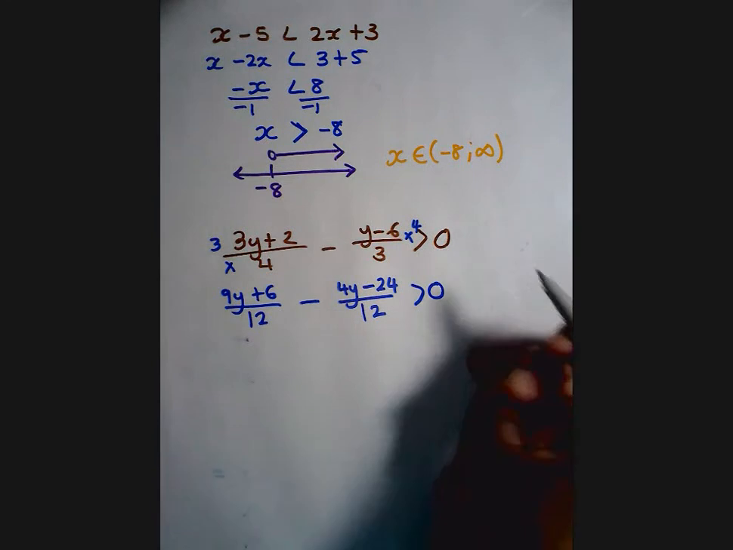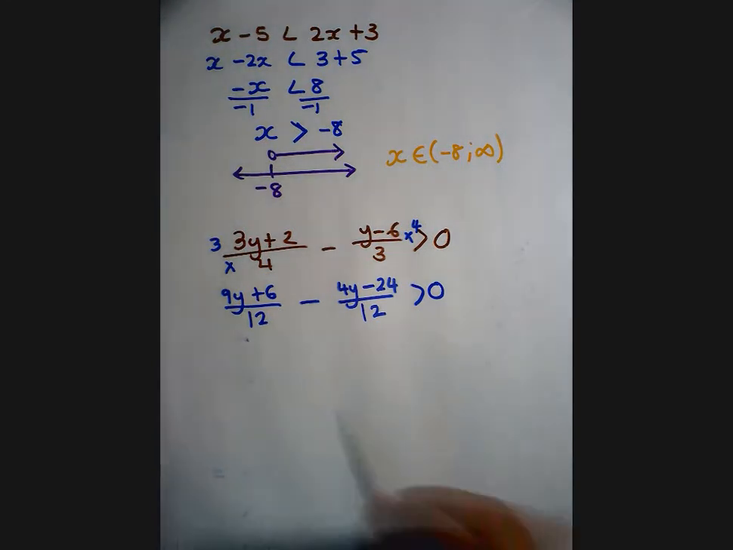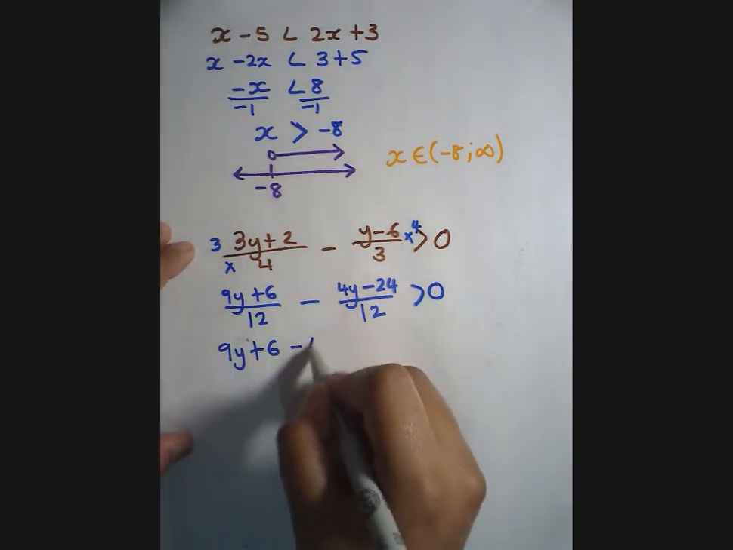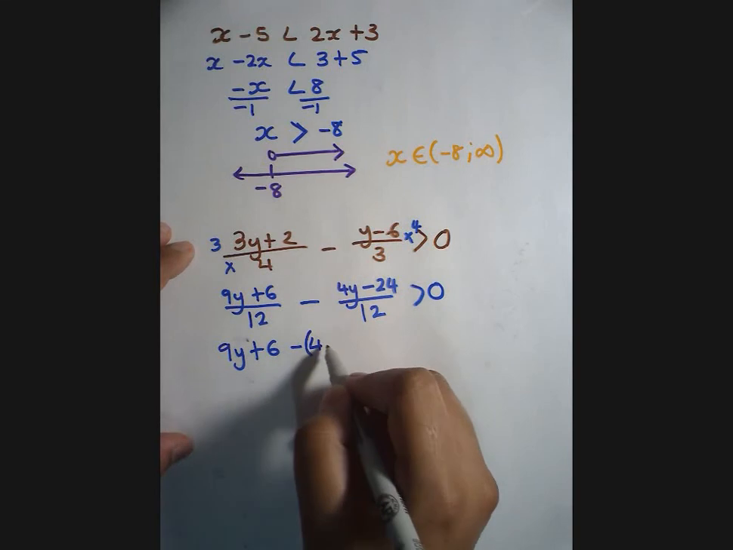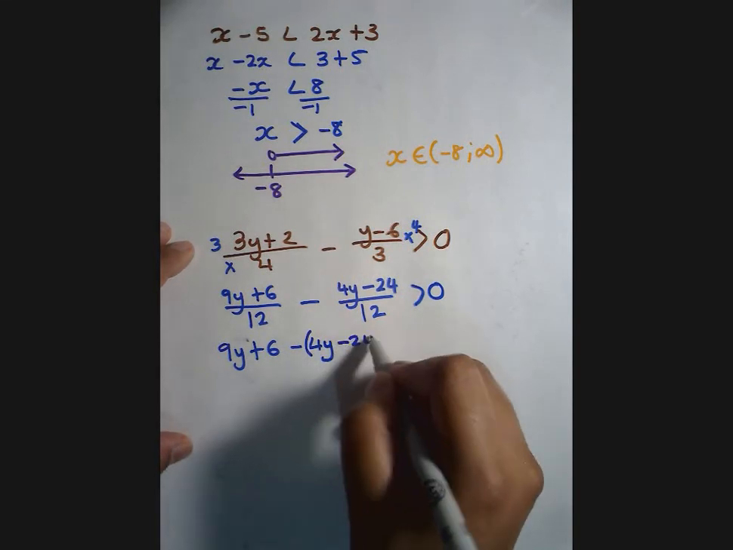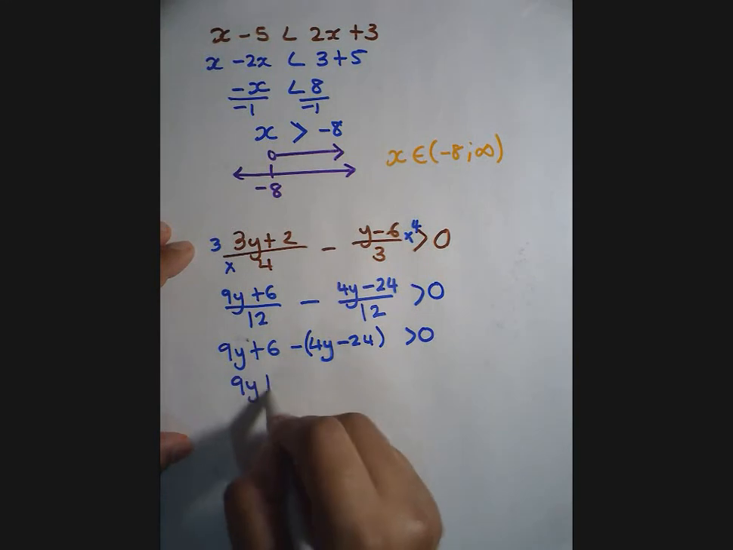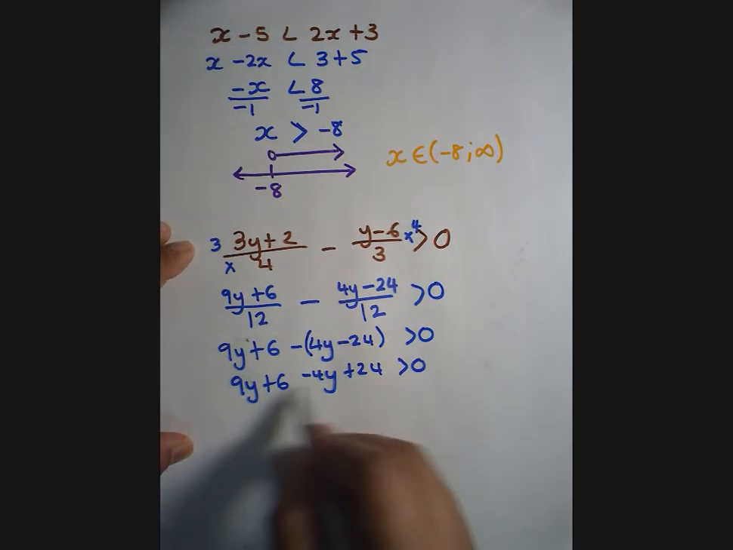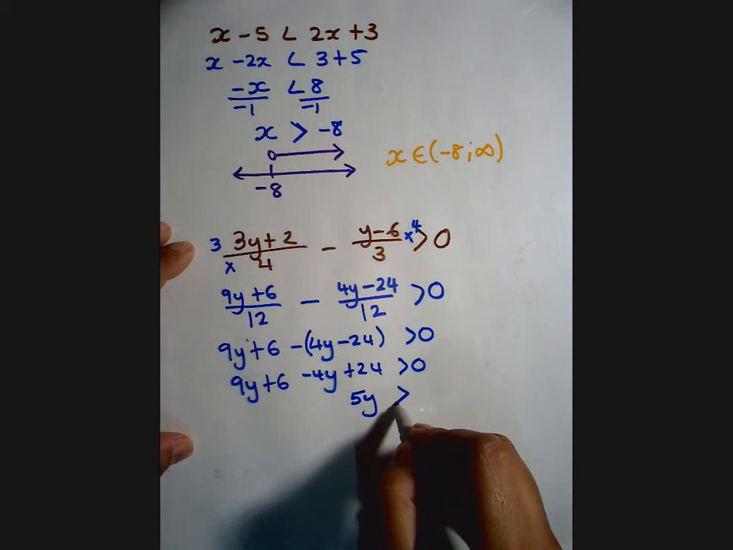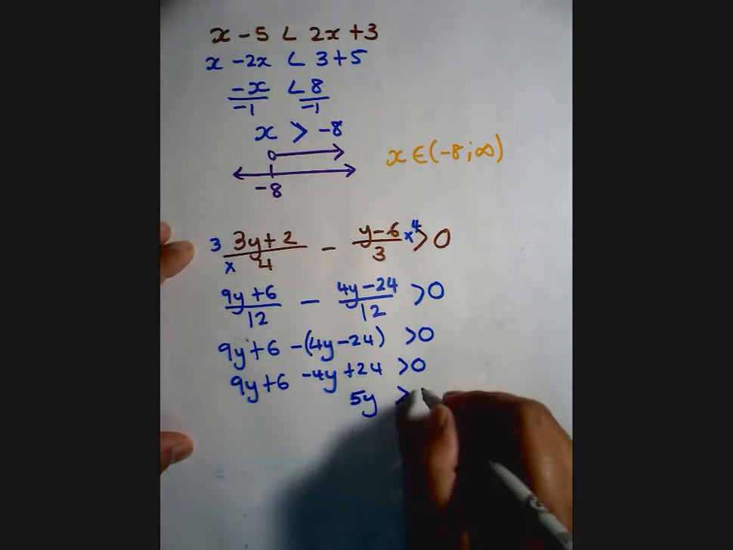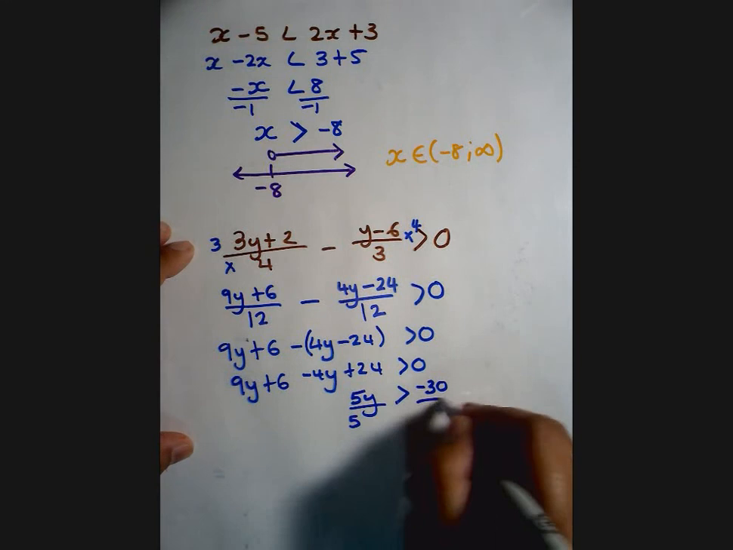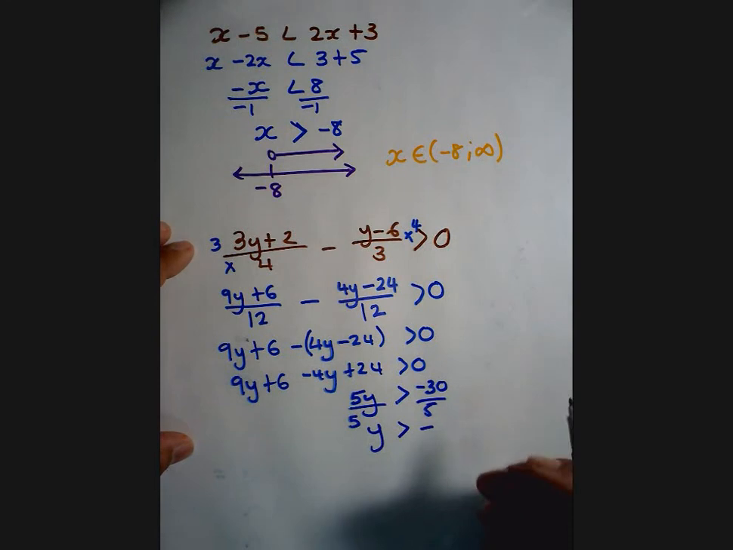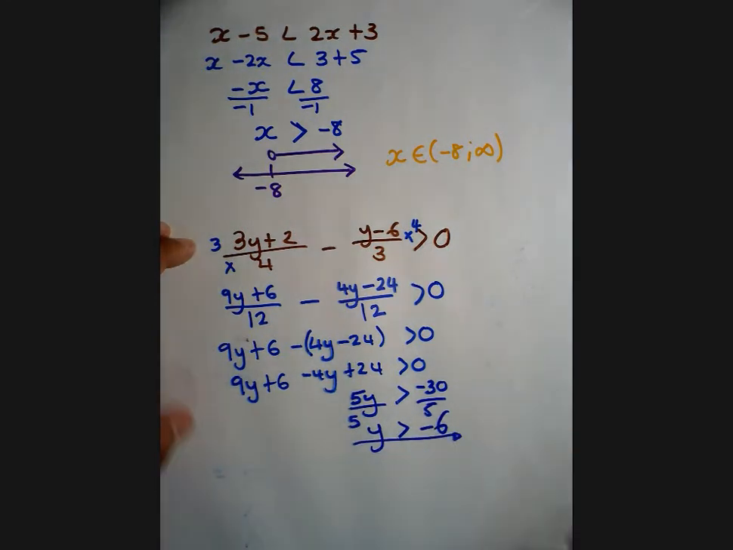Now remember, when you're solving for y, you can drop the denominator. So I can drop the denominator here. So it's going to be 9y plus 6 minus 4. Now remember, when you have a minus, you put the brackets. Minus (4y minus 24) is greater than 0. 9y plus 6 minus 4y plus 24 is greater than 0. 9y minus 4y is 5y is greater than, if I take this, it's 30, if I move it, this becomes minus 30. Divide both sides by 5, so y is greater than minus 6. And that's your answer.